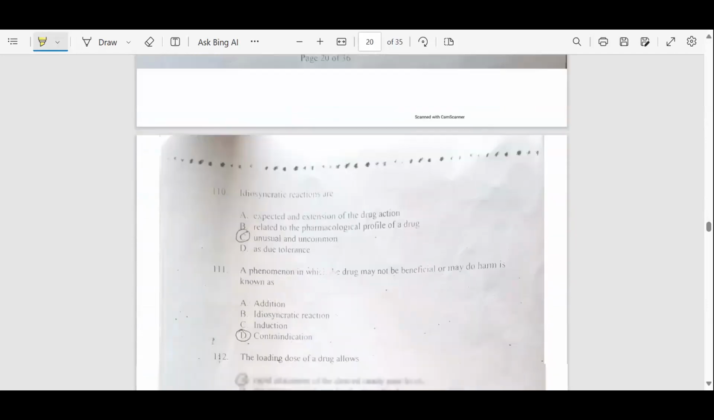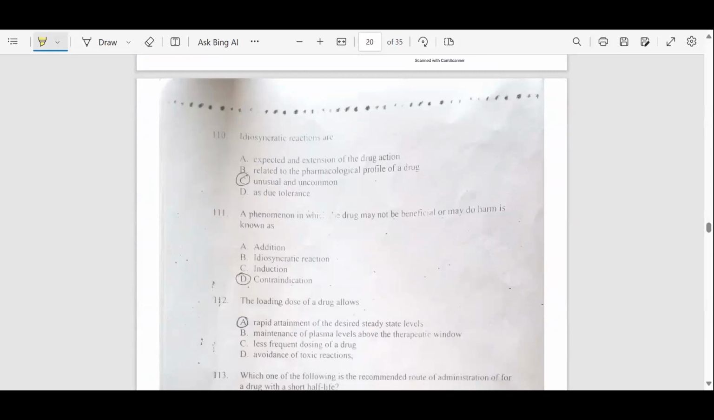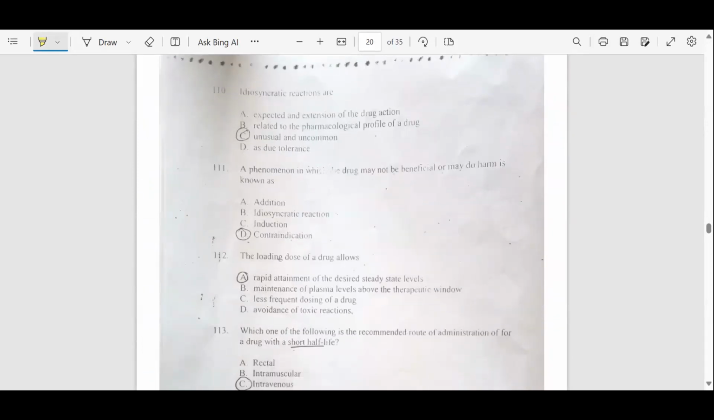So 110. Idiosyncratic reactions are expected, an extension of the drug action. Choice B, related to the pharmacological profile of a drug. Choice C is unusual and uncommon. Choice D, due to tolerance. So idiosyncratic reactions, what are they?